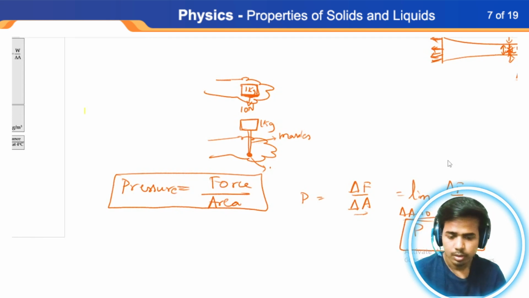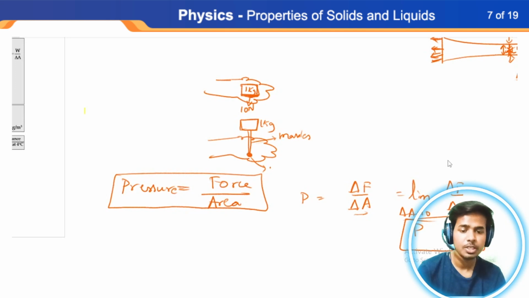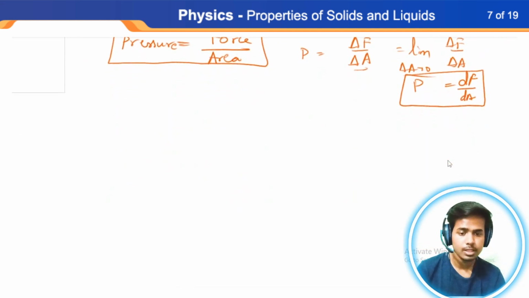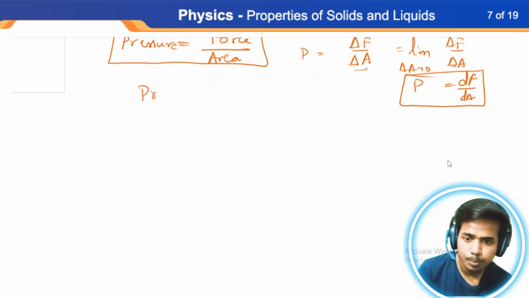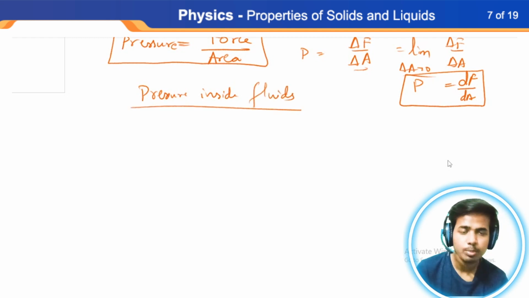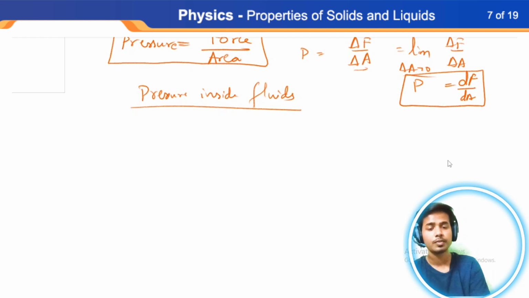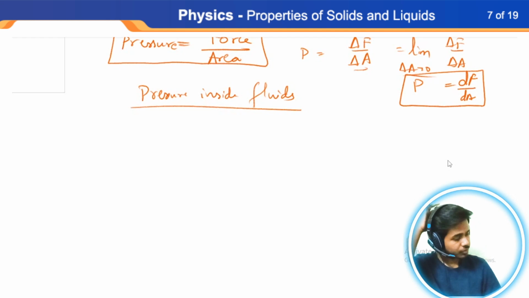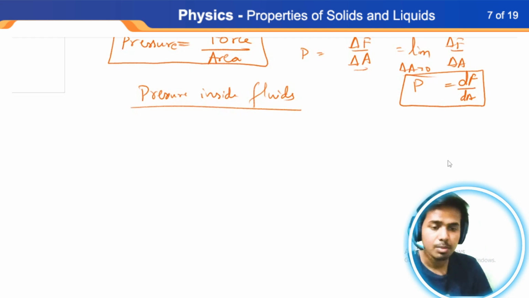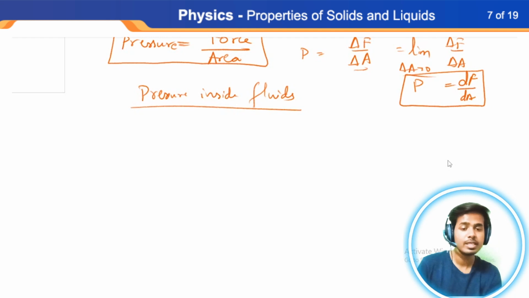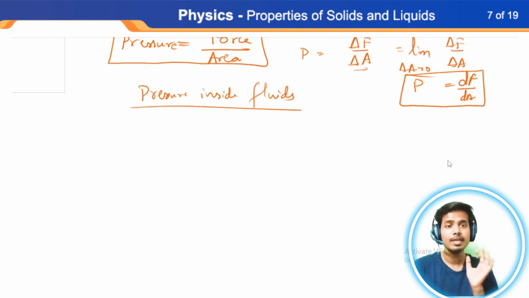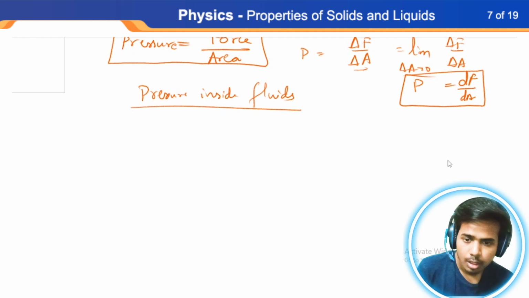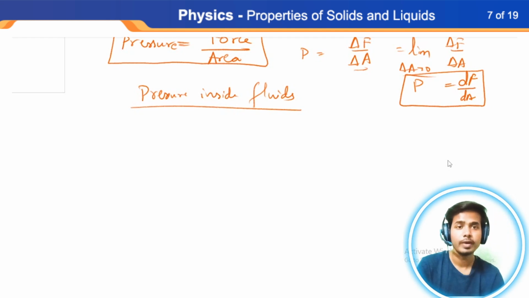Okay, now if we have already defined the pressure, what we will go into is pressure inside fluids. We already know that the atmospheric pressure is more or less constant on the surface of Earth. So on any part of the surface of Earth, you have the atmospheric pressure more or less the same. Of course, it varies with the altitude, but on the sea level, it is almost the same. But pressure inside fluids do vary. Why?